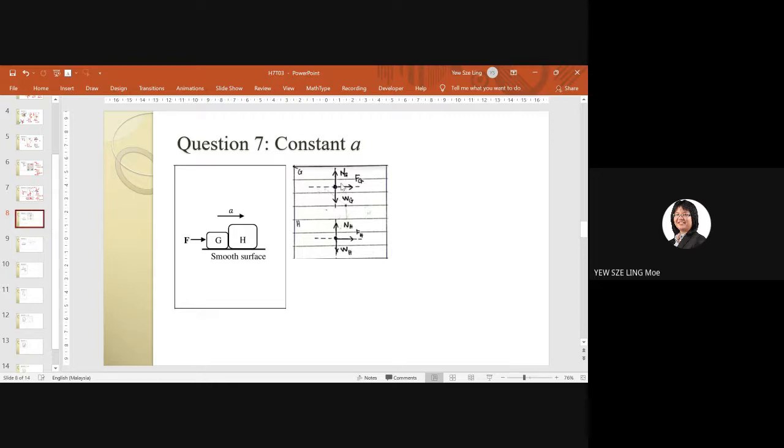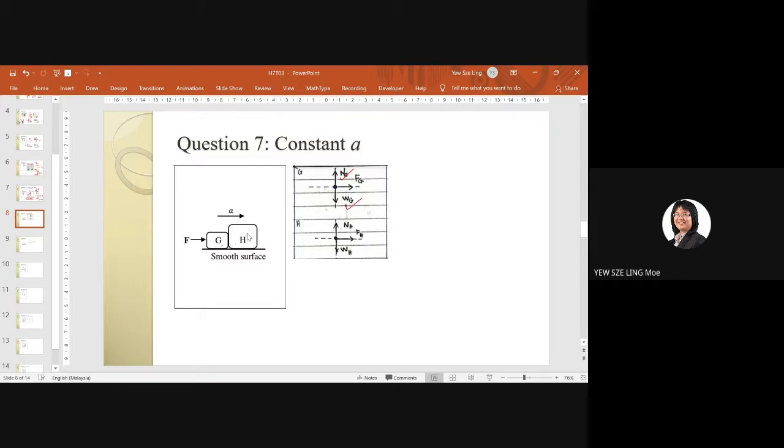Question number 7. Now your object is moving with constant acceleration. So let's look at the diagram for object G. Now, how am I going to sketch a diagram? You need to remember, when it comes to a free body diagram, you want to sketch the forces exerted on the object. Let's look at object G first. For object G, you have a normal force going up, which is correct because you put it on top of a surface. And then you have a WG because it's an object. Every object comes with weight.